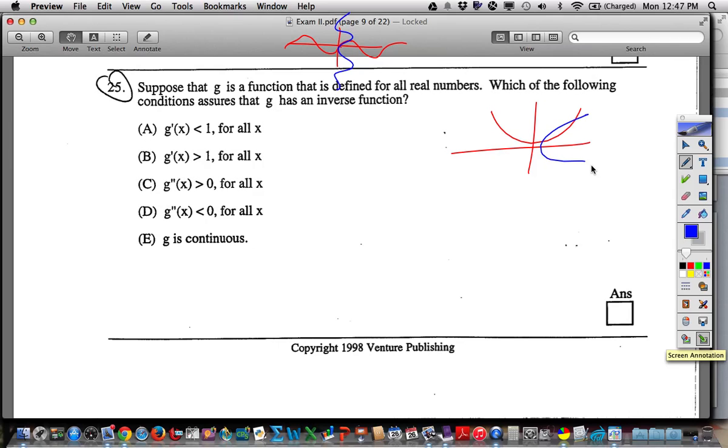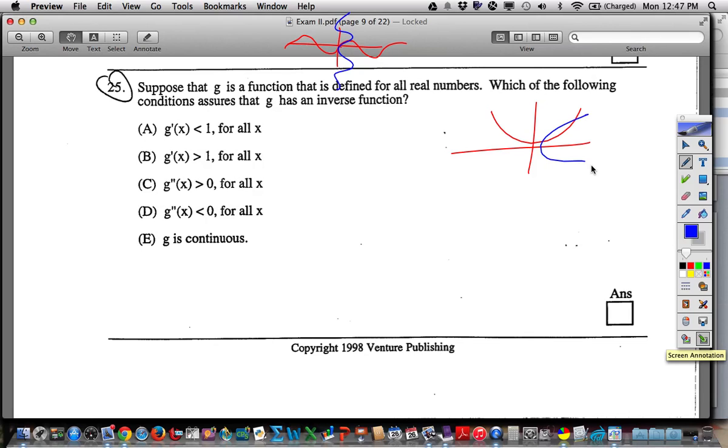What about this one? Always bigger than 1, that works. G prime is always greater than 1. That's good, because that means G prime is always positive, so G always increases, always going up. If it's always going up, it would pass the horizontal line test when we flip it. So I think B is going to be the one.